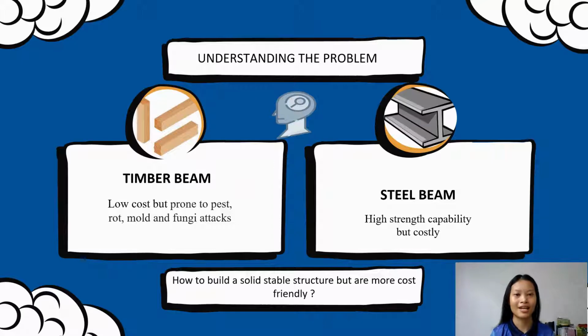The problem the engineer is facing right now is that timber beam is low cost but prone to pest, rot, mold, and fungi attack. But on the other side, steel beam has high strength capability but costs more than timber beam. And right now, how to build a solid stable structure that is more cost friendly?